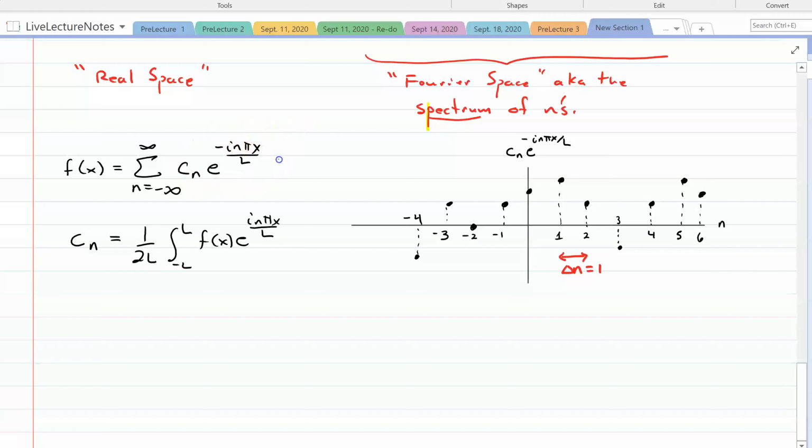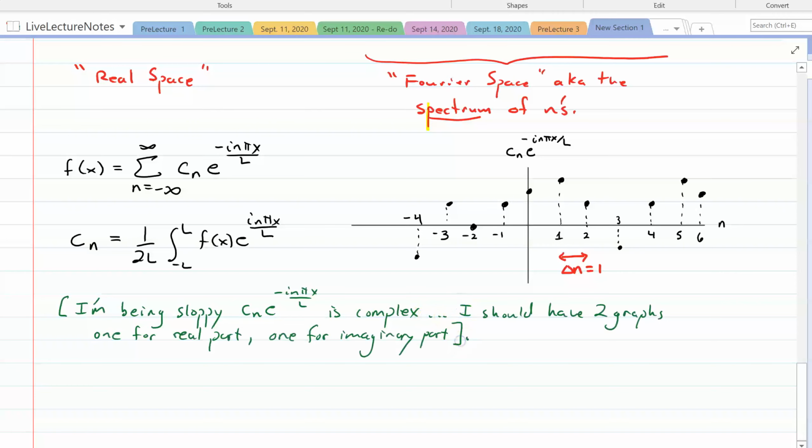Now, I'm being a little bit sloppy, because you know that this is a complex function. c_n e to the minus i n pi x over L is complex. So if I'm going to graph it, I should really have two graphs, one for the real part and one for the imaginary part. But the idea is exactly the same. I would just have a different graph for the imaginary part, and all the steps I'm going to go through are exactly the same.